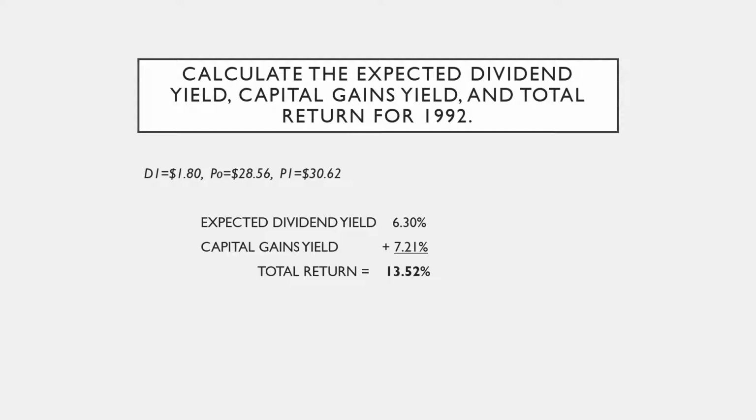Calculate the expected dividend yield, capital gains yield, and total return for 1992. The expected dividend yield was computed as 6.3% and the capital gains yield was computed as 7.21%, giving a total return of 13.52% for 1992.